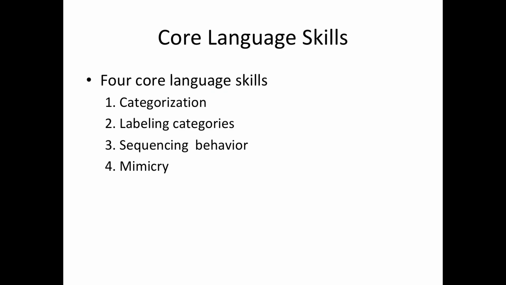So today we are going to talk about the 4 core skills that underlie language. And these specifically are categorization, how we label these categories, sequencing behaviors together, and mimicry and why it's important. So some of these skills are also seen in other animals, such as apes and birds, and also in cute little bees. But let's consider their role in human language first. So let's go over these one by one in this video.